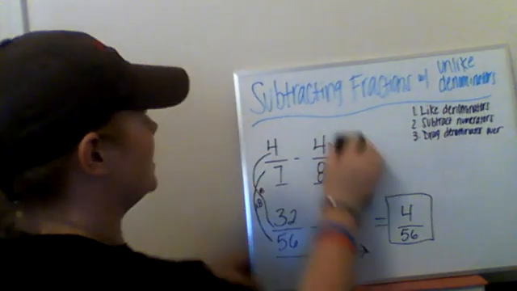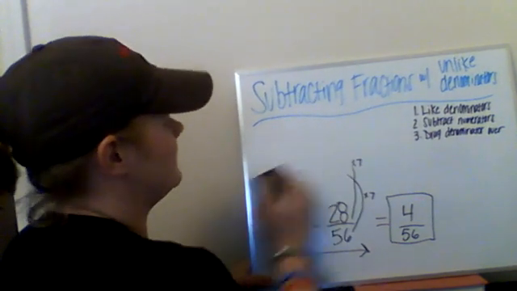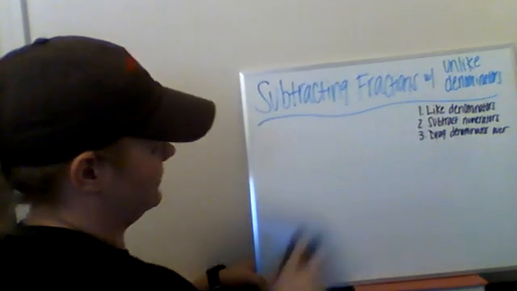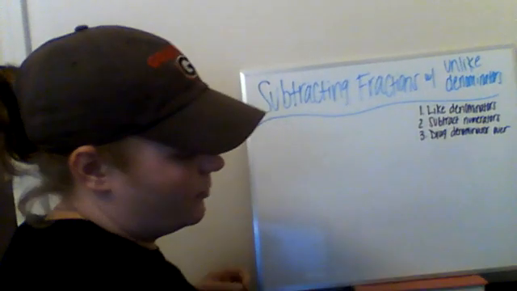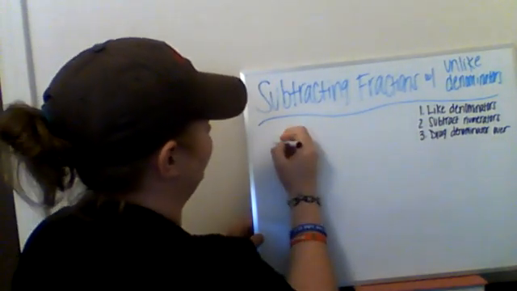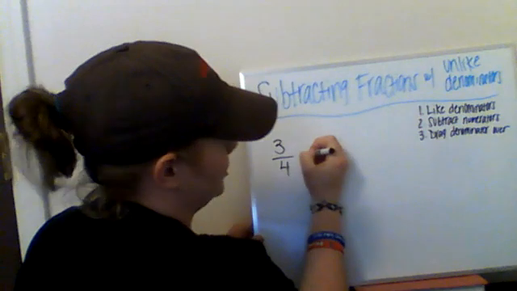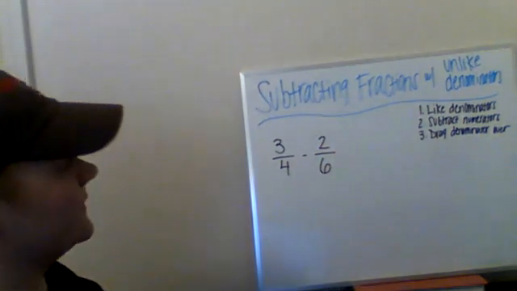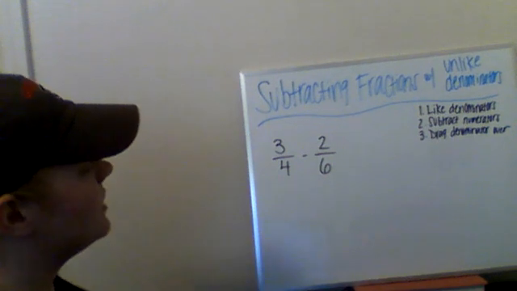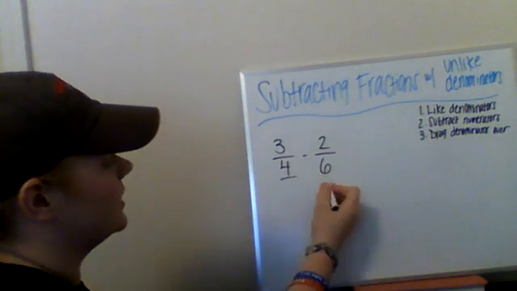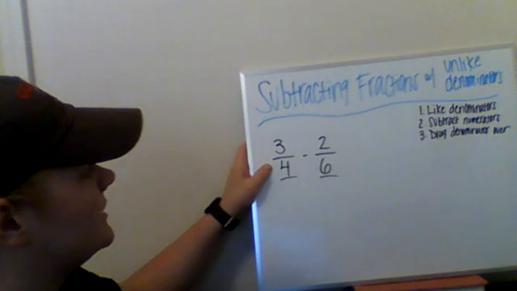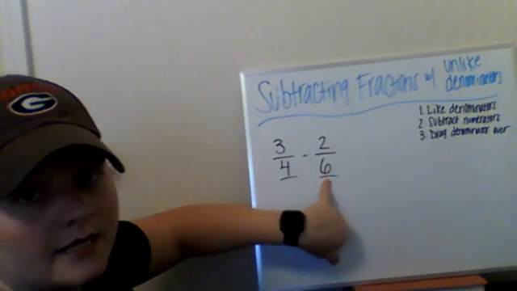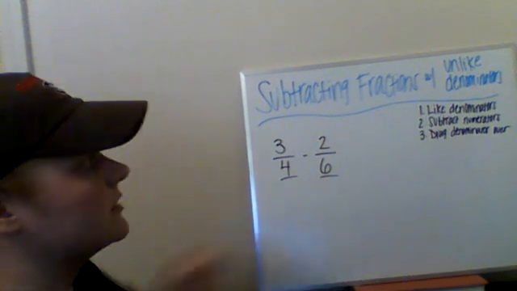Okay, let's do one more example to make sure that you're on the same page and that you can rock out subtracting fractions with unlike denominators. Right, so if I gave you the problem 3/4, and I want you to subtract 2/6. Okay, so the first thing that you should notice about this problem is my denominators are unlike. This first fraction has a denominator of 4. My second fraction has a denominator of 6. They are not like denominators, so we're going to have to make them like denominators.